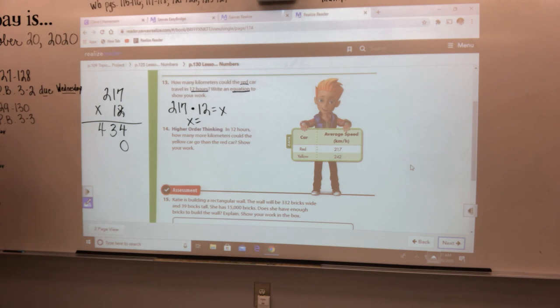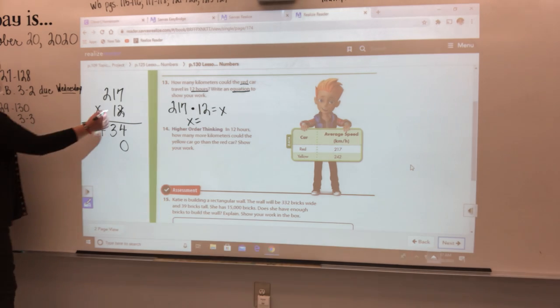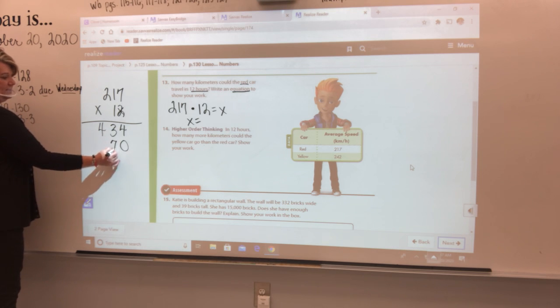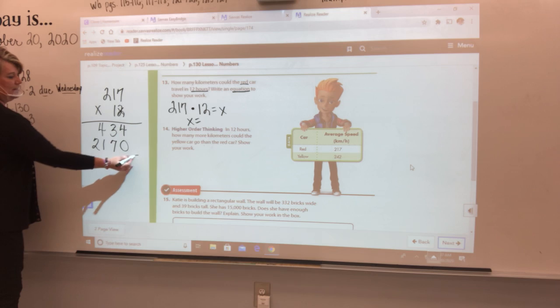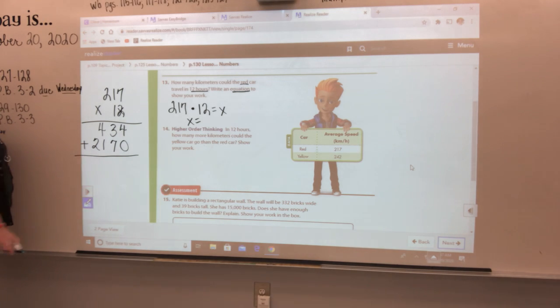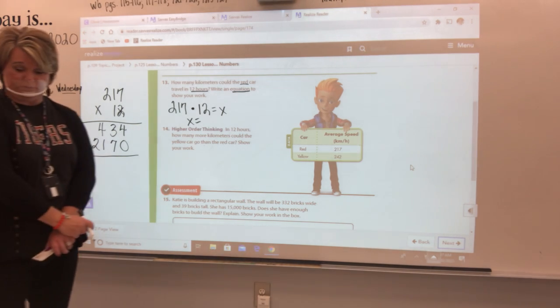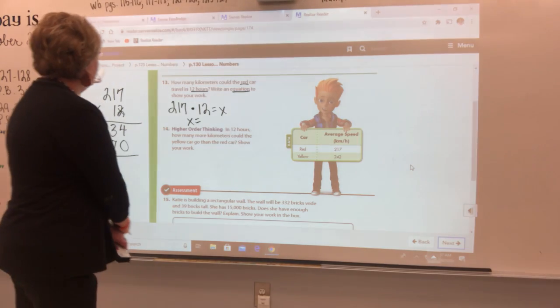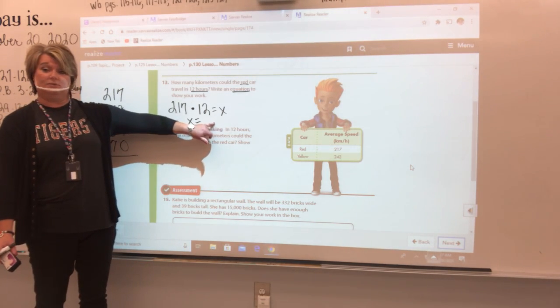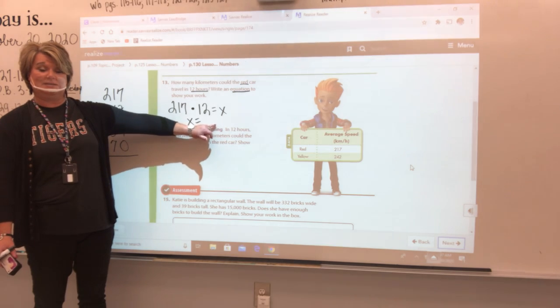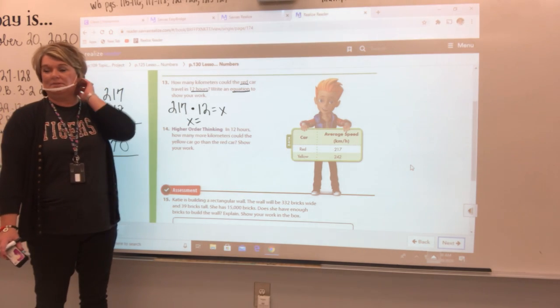Now this is going to be easy because we're just multiplying times 1s. 1 times 7 is 7. 1 times 1 is 1. And 1 times 2 is 2. Now let's add. You add it up. I don't want to do this for you. And when you get your answer, put it right here for x equals. That's what was missing. That's the missing information.